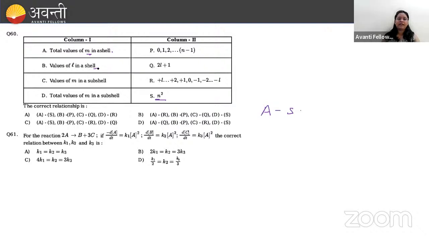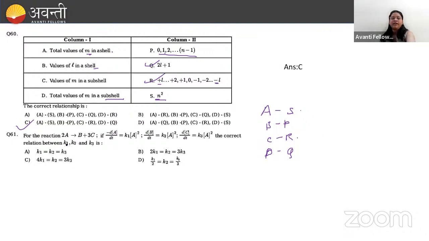How many values of L are in the shell? They start from 0, 1 to n minus 1. So for B, it is P. Next, value of M in a subshell. How many values are present for M value? They are from plus L to minus L. So for C, it is R. Next, total values of M in a subshell. How many values of M will be present in a given subshell, we can calculate by that. So for D, it is Q. So when you match these now, you will find that option C is the correct answer.